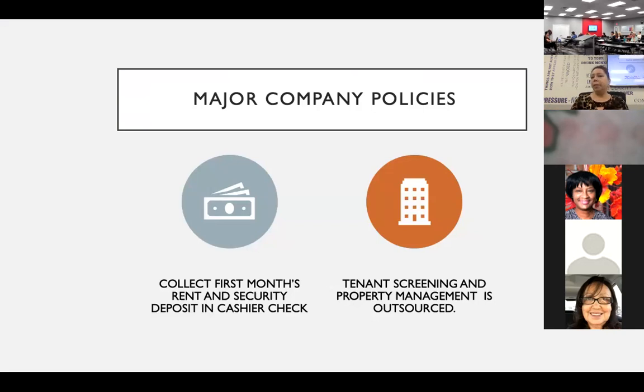I wanted to go through first some major company policies that we have, which is to collect first month's rent and security deposit in a cashier's check. Why would we want a cashier's check versus a personal check? Guaranteed funds. Yep, guaranteed funds. Personal checks take a long time to clear, 7 to 10 days. And if that's the case, nobody could do anything, right? And if we're in a time crunch, it's really not a good business practice. And so we won't accept a personal check.